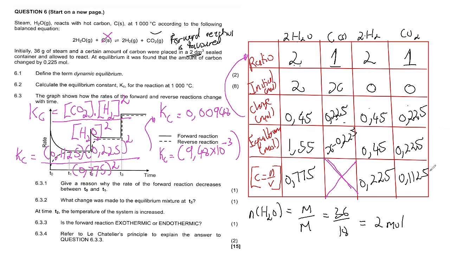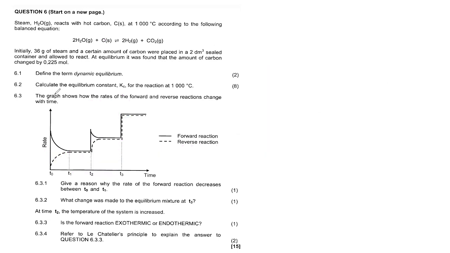Let's now proceed. Now, 6.3 says the graph shows how the rate of the forward and reverse reaction change with time. Now, 6.3.1 says give a reason why the rate of the forward reaction decreases between T0 and T1, right? Now, obviously, we know that if our forward reaction is decreasing, it only means that it's because the reactants are being used up. Remember, the forward reaction promotes the using up of the reactants in order to form the product.